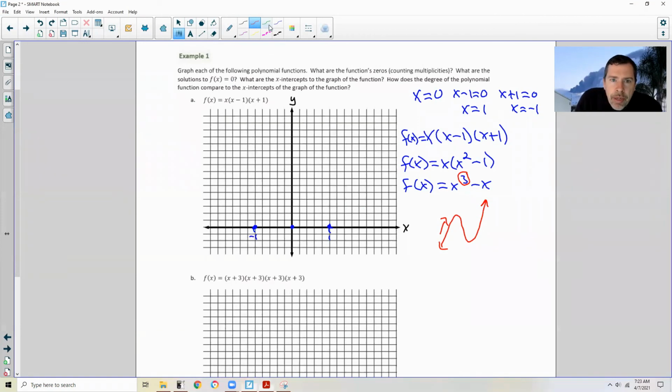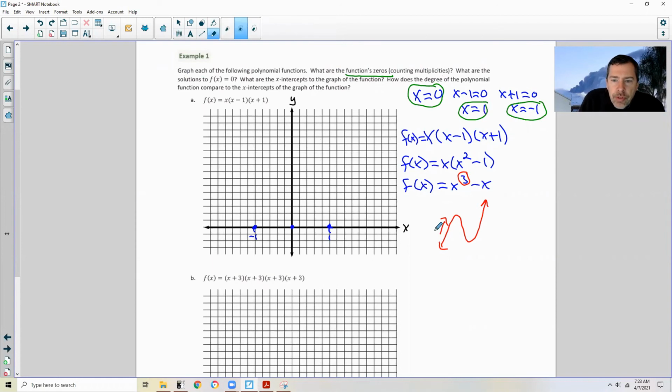Okay, so let's talk about terminology here. What are the function's zeros? Well, the zeros are when you set the factors equal to 0. So the zeros are 0, 1, and negative 1. What are the solutions to f of x equals 0? Well, the solutions are what makes this 0.